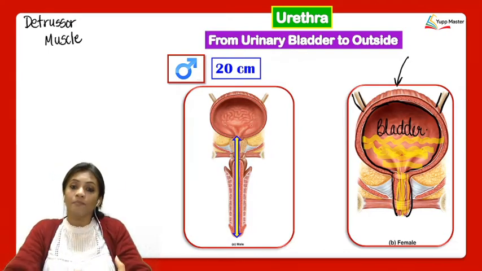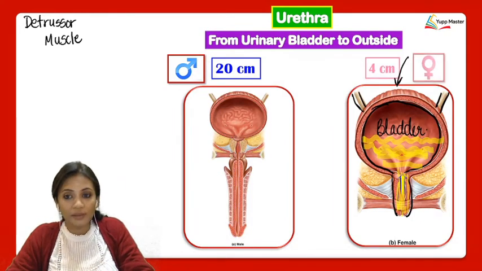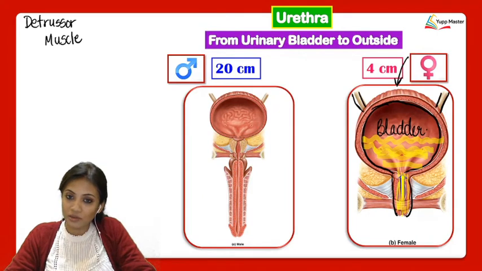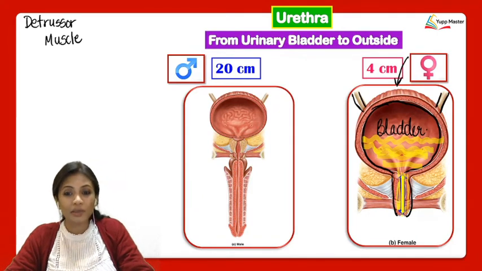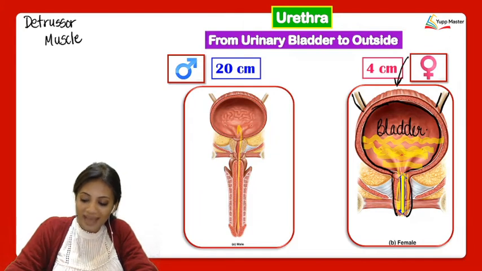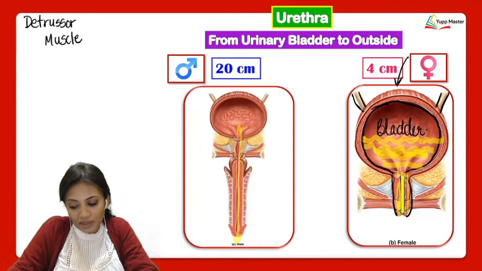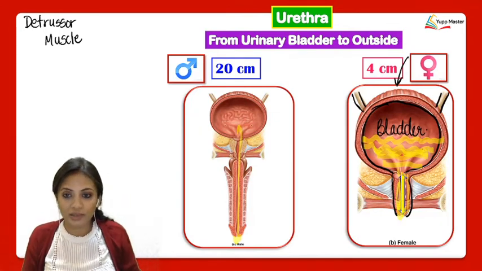In males that urethra is around 20 centimeters, whereas in females it is around 4 centimeters only. Why is this? Because the male urethra has to pass through the male mating organ, whereas in females it's just a small canal that it has to pass through.